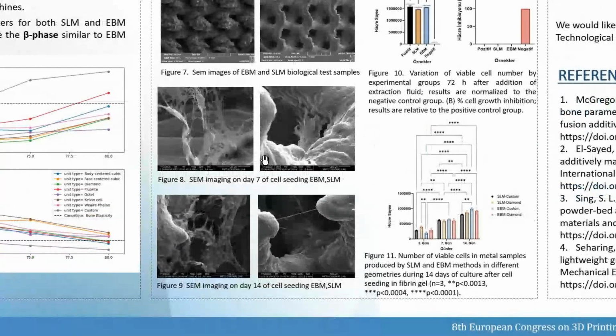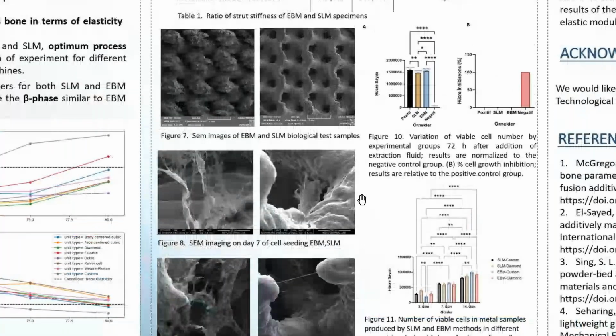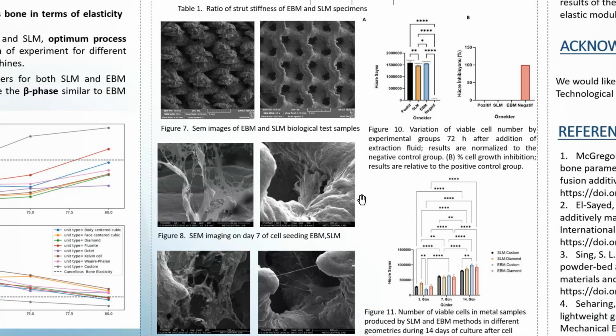In the second image, you can see the cells at day 7 of the cell seeding, the EBM on the left and the SLM on the right. The last image is the 14th day of the cell seeding process. The proliferation of the cells resulted positively, but we thought that because the EBM samples have more phases to proliferate, the cell viability we got was higher.